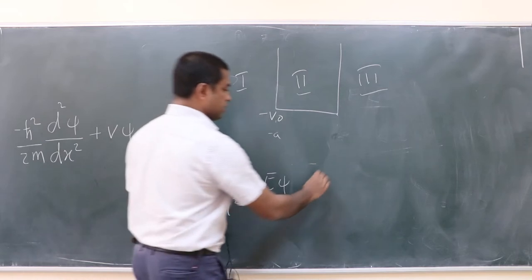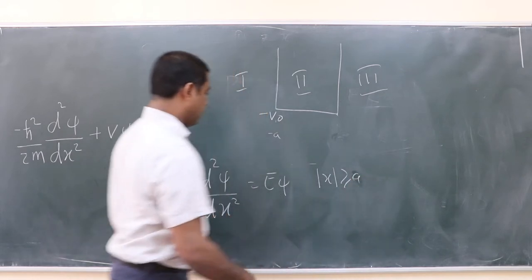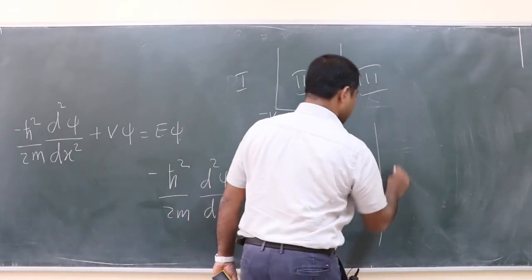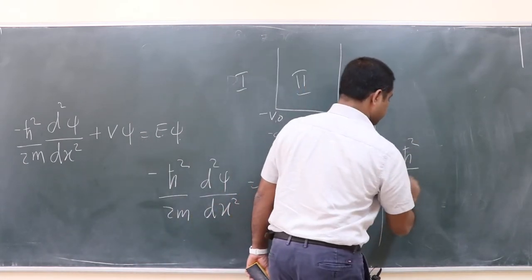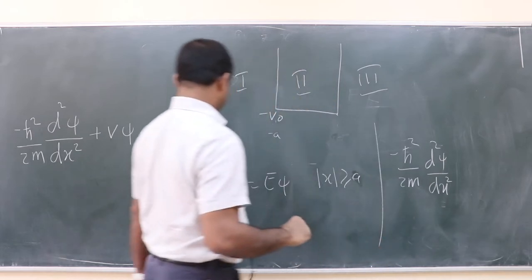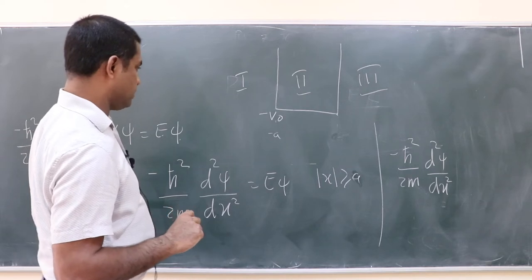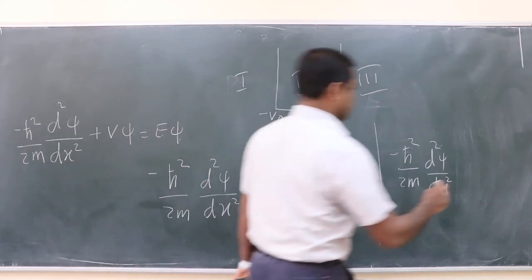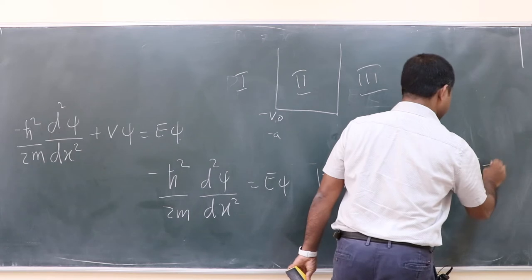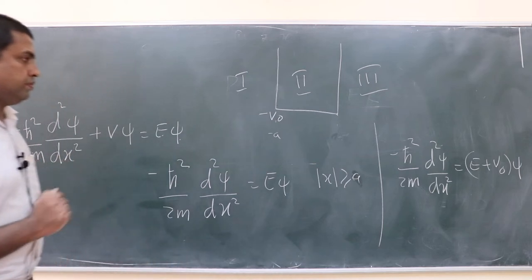So this is when mod x is greater than A, right. And here what you get is minus h cross square by 2m d square psi by dx square, minus V0 psi equal to E psi. Okay, this you can write as E plus V0 psi, right? Yes, sir. Okay.